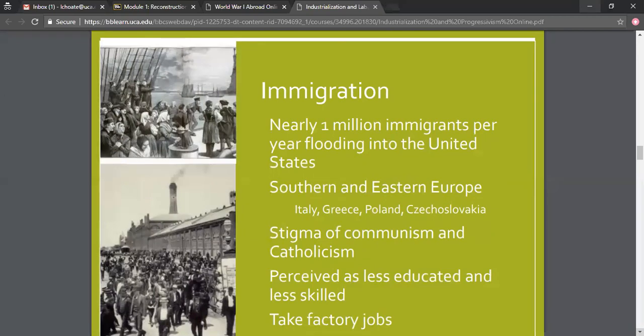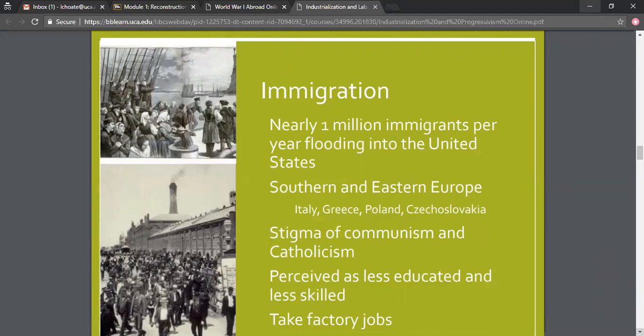They were considered dangerous, as though they were going to try to make the United States communist, which was the worst thing that the United States could be, according to a lot of people during the Gilded Age. In addition to these two stigmas, which will be very important as we continue our discussion to remember that we associate immigrants with communism and Catholicism, they were also perceived as less educated and less skilled. That part was more accurate.